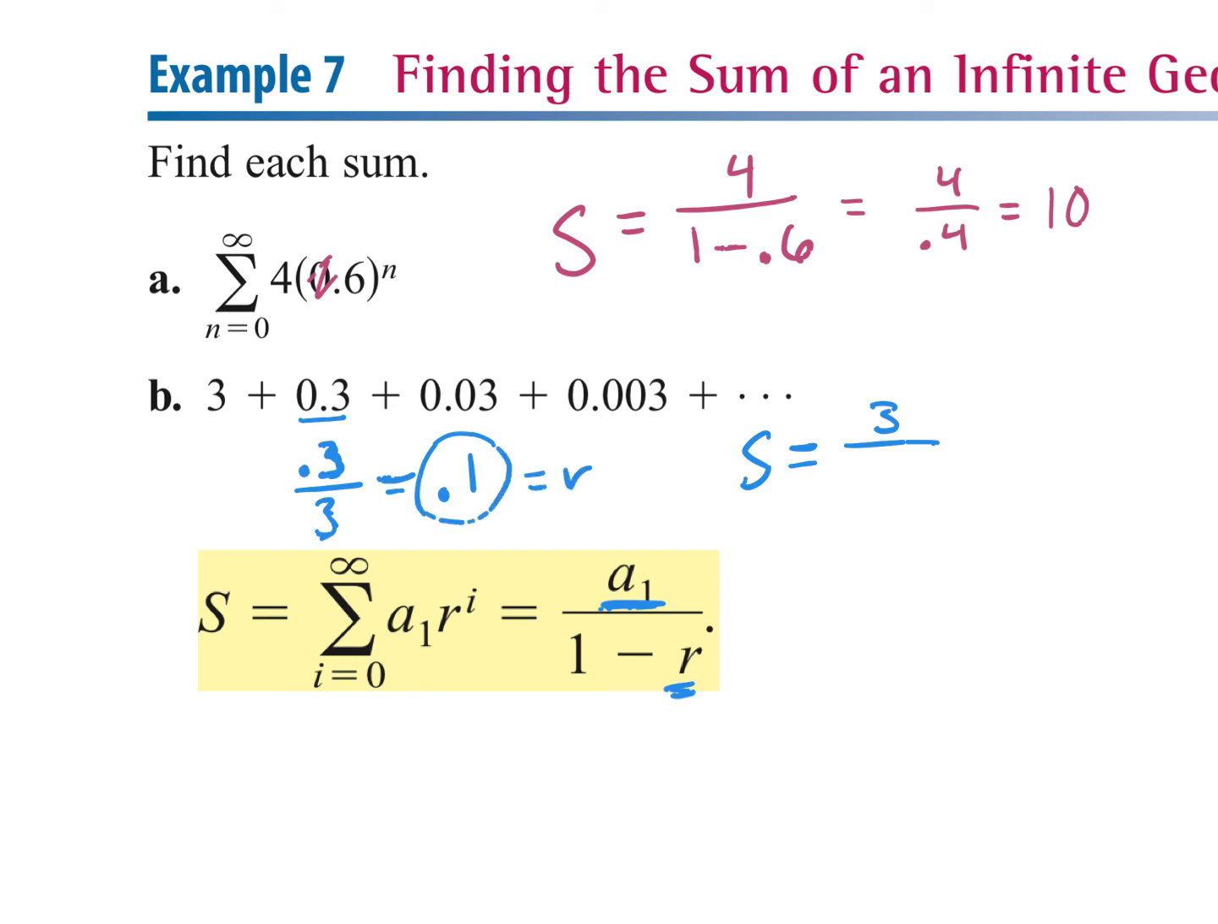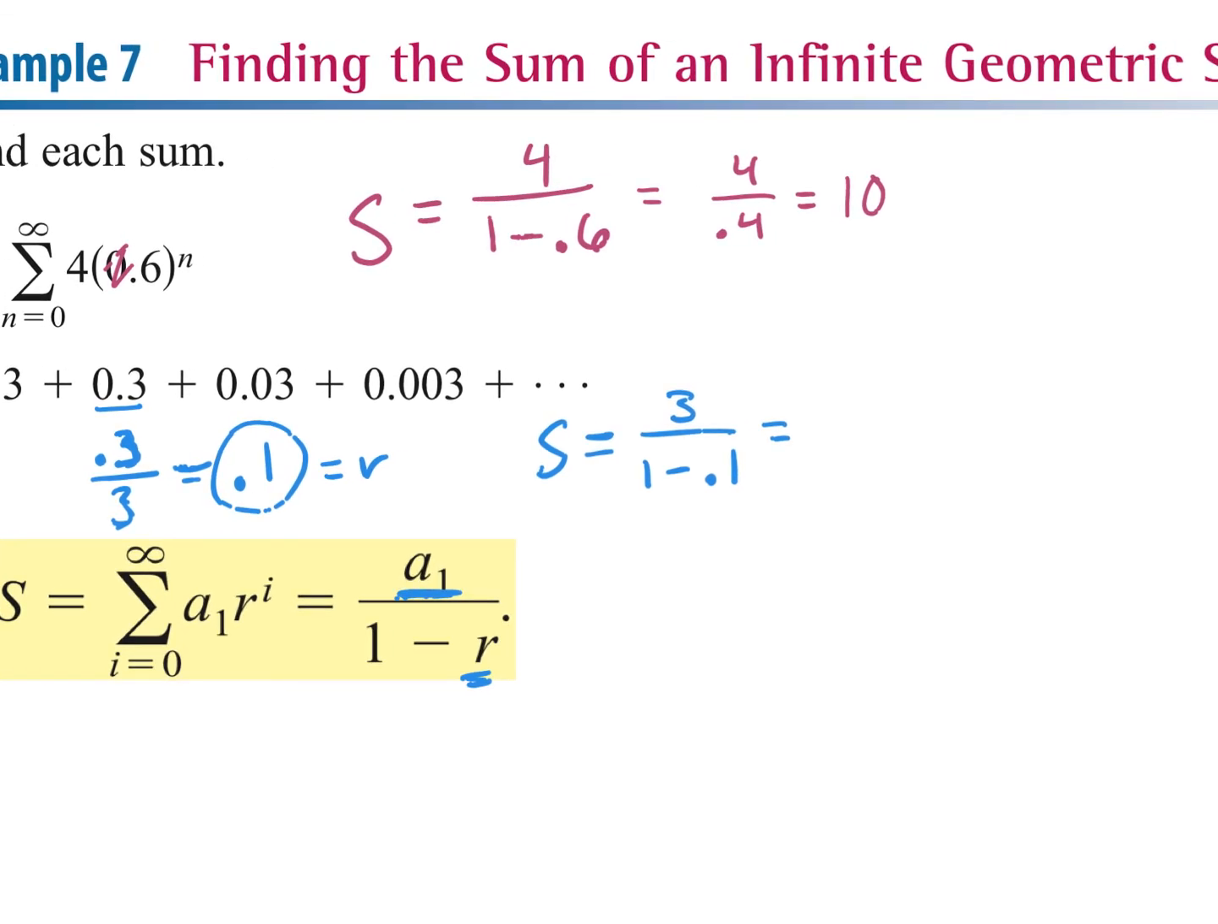So then we just have 1 minus 0.1 on the bottom. What do we get when we put this into our calculator? 0.33 repeating. Awesome.